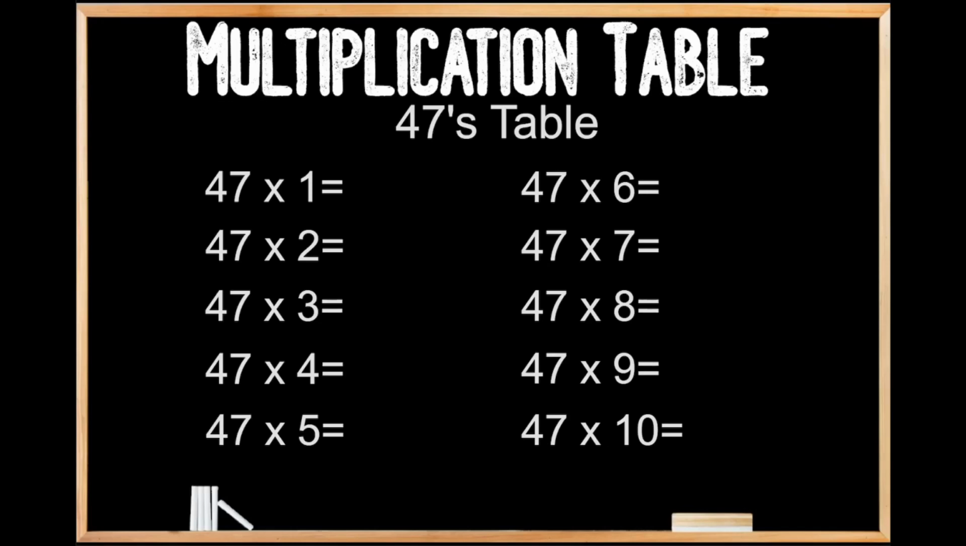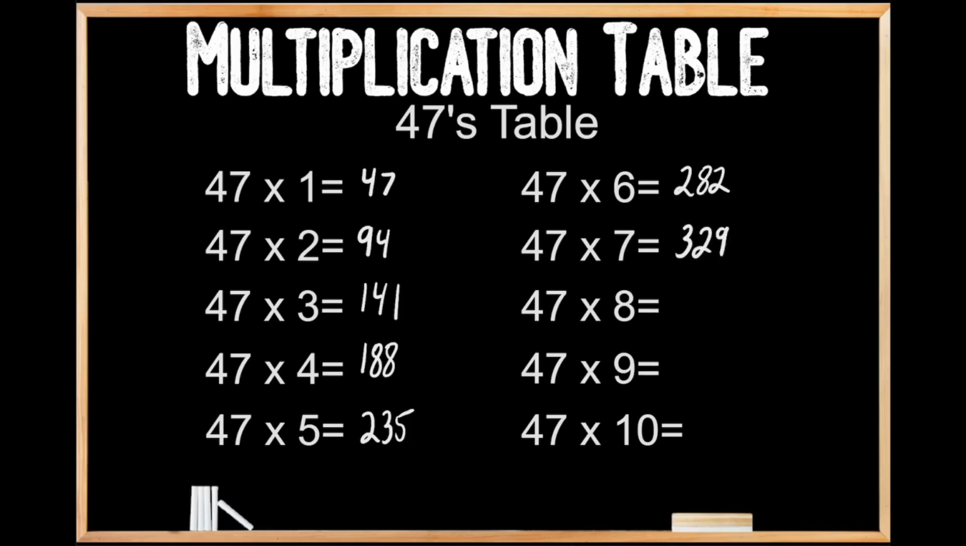47's table. 47 times 1 is 47. 47 times 2 is 94. 47 times 3 is 141. 47 times 4 is 188. 47 times 5 is 235. 47 times 6 is 282. 47 times 7 is 329. 47 times 8 is 376. 47 times 9 is 423. And 47 times 10 is 470.